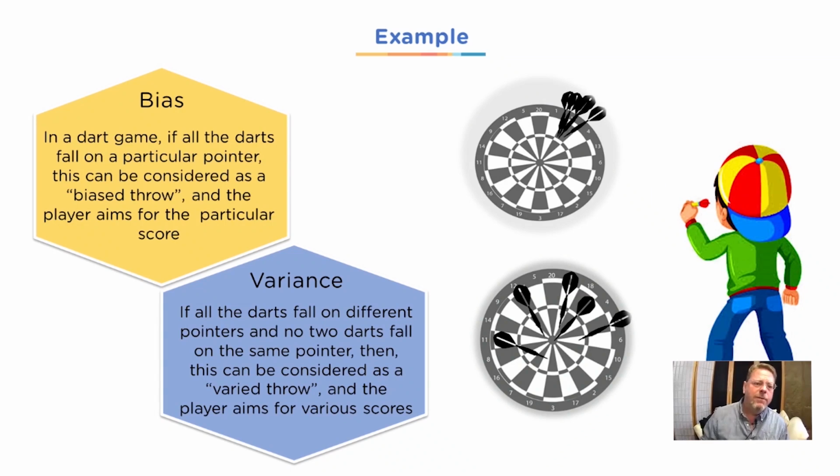So in dart games, if all the darts fall on a particular pointer, this can be considered as a biased throw, and the player aims for the particular score. For variance, if all the darts fall on different pointers and no two darts fall on the same pointer, then this can be considered as a varied throw, and the player aims for various scores. Again, the bias sums everything up in one point, kind of averages it together, where the variance really looks for the individual predictions coming out.